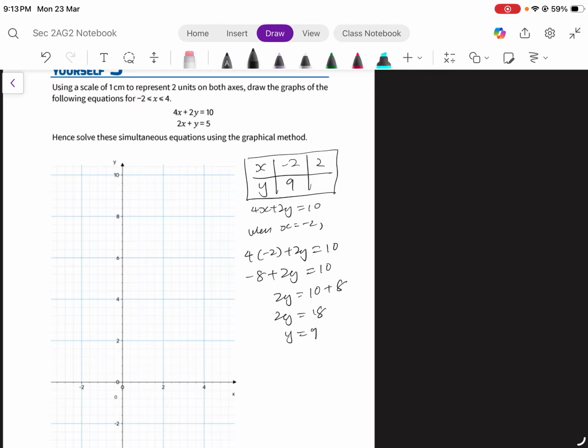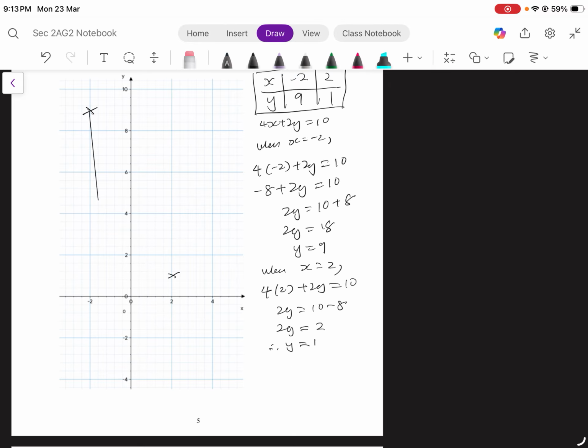Okay, so when x equals 2, 4 bracket 2 plus 2y equals 10. 2y equals 10 minus 8. 2y equals 2. y equals 1. Okay, so x is -2, y is 9. 9 is here. Then x is 2, y is 1. 1 is here. So from here all the way down here.